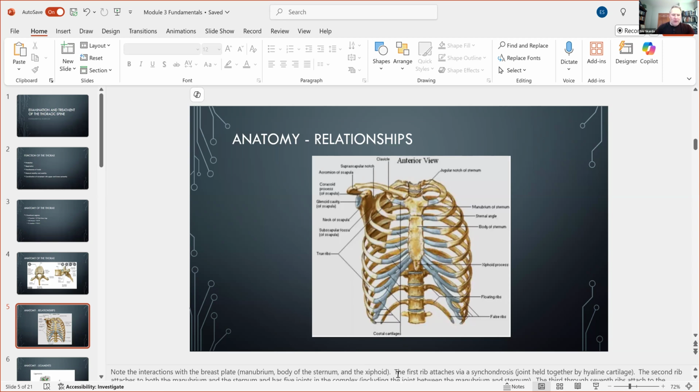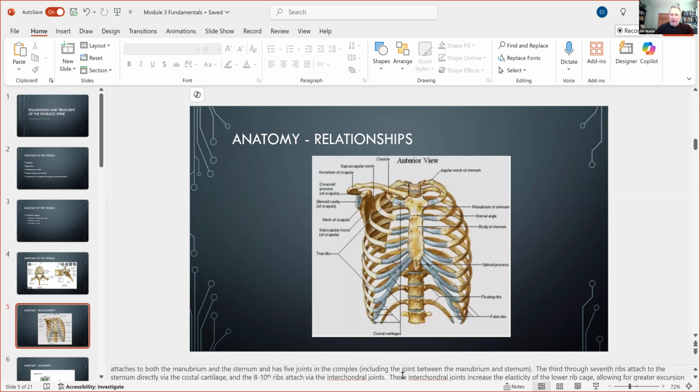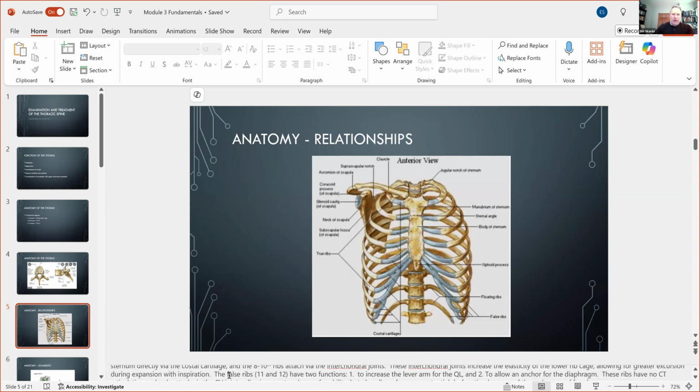Okay. Let's see what else here. Got that. Talked about that. Interchondral joints we talked about. Good. So the false ribs, or the floating ribs here, 11 and 12, you can see them here on the bottom. They don't have a costotransverse joint. All they have is a costovertebral joint. So what that means is it's a much deeper articulation, almost more like a ball and socket type of articulation. And that allows more planes of movement in theory.